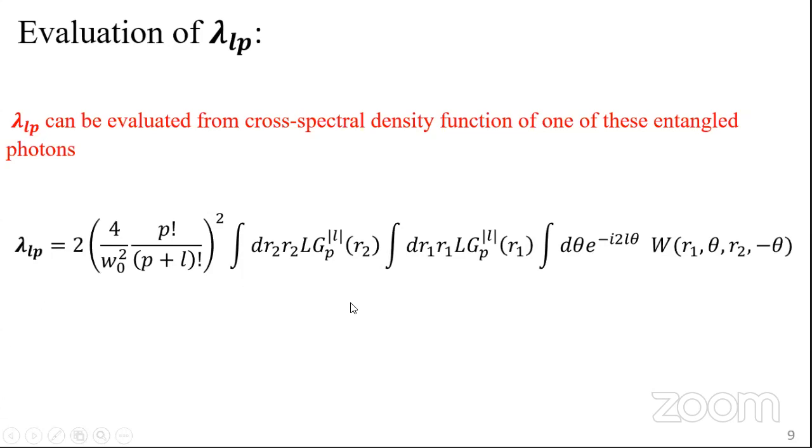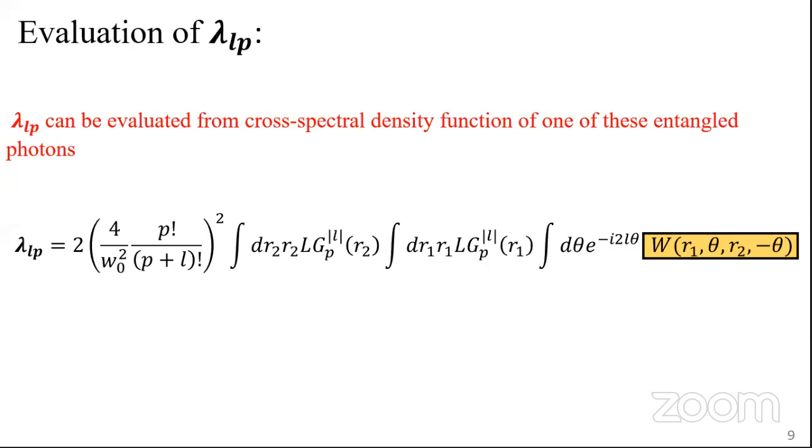So here are a lot of terms, but the main term of interest is this one, W(R1 comma theta, R2 comma minus theta). So what we need to do is that after getting these entangled photons, we choose to locate one of these photon beams, and using the same radial interferometer, with Dove prisms over there, we will use one Dove prism and remove another.